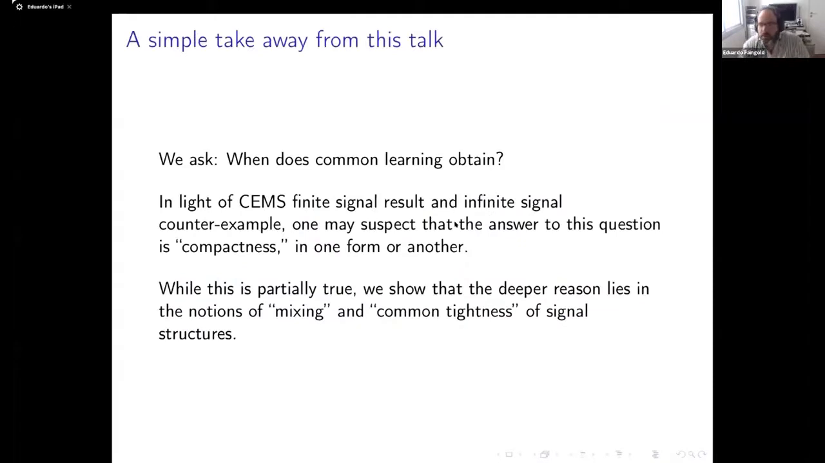So let me just wrap up. When does common learning obtain? That's the question we ask. Looking at Cripps, Ely, Mailath, Samuelson, you may suspect that the answer to this question is compactness in one form or another. And while this is partially true, we show that the deeper reason lies in these notions of mixing, and another notion that I didn't have time to get to, which is relevant for the unbounded case, which is this property called common typeness.